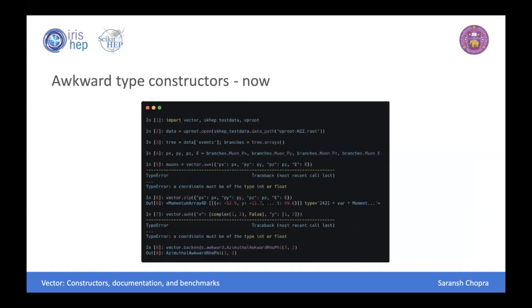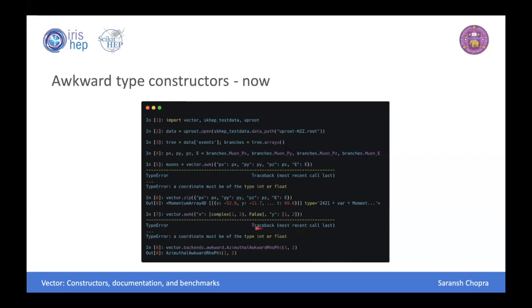This is how the awkward type constructors look now. I hope this is visible. If I pass the same values inside vector.awk now, it throws an error that the coordinate must be of type int or float, but I can do the same with vector.zip, which essentially uses ak.zip inside. So it's basically vector.awk and then calling ak.zip with the coordinates inside. And it constructs the vector that we wanted, variable length lists of vector.